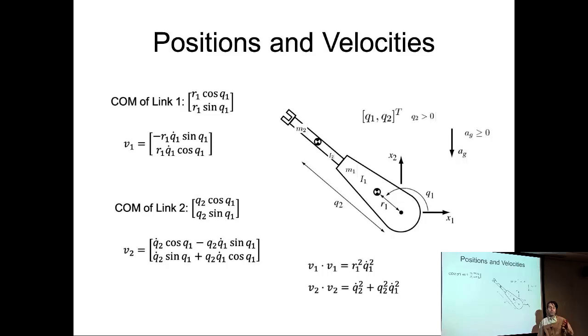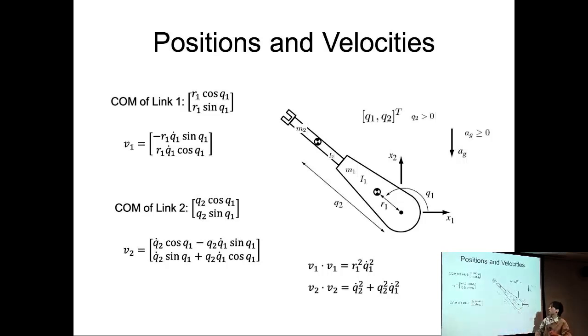So when we start deriving Lagrange's equations, we begin by looking for the positions and velocities of the center of masses of the rigid bodies. The position of the center of mass of rigid body 1 is straightforward. The x position is cosine q1 times r1. The y position is sine q1 times r1. Straightforward trigonometry. We differentiate this position with respect to time, and we get the velocity of the center of mass of rigid body 1. Again, don't forget the chain rule.